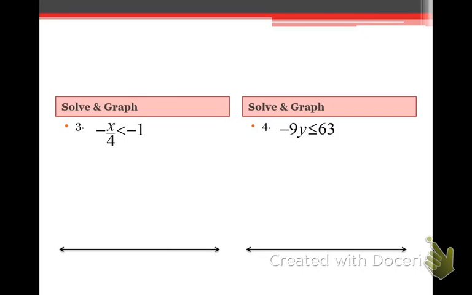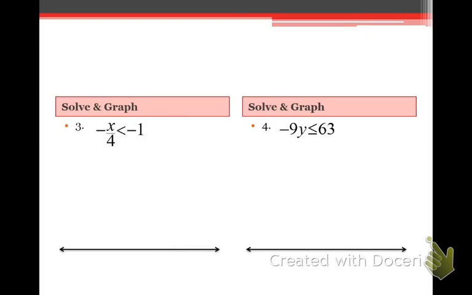Let's do a couple here. Okay, number 3, negative x over 4 is less than negative 1, is what you should see. And number 4, negative 9y is less than or equal to 63. Take a couple seconds and try those, and we'll come back together and see what you should get.